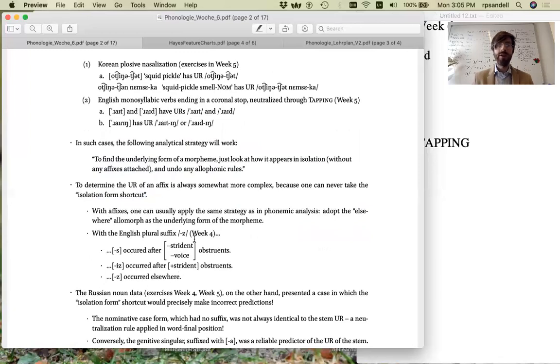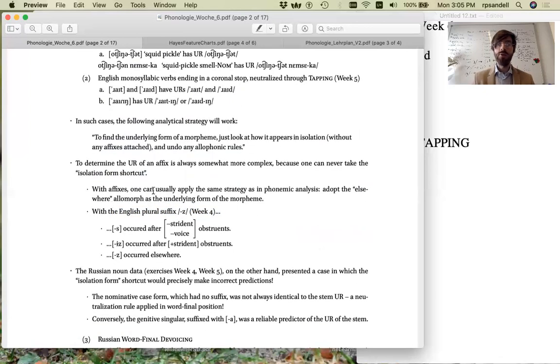However, as we've seen in our analysis of the English plural suffix, in week 4 and reviewed in week 5, you can usually apply the same strategy that we've used since the beginning of the course in phonemic analysis. You can simply adopt the elsewhere allomorph as the underlying form of the morpheme. Recall that in phonemic analysis, our procedure has been to adopt the elsewhere allophone of sounds that occur in complementary distribution as the underlying representation of the phoneme.